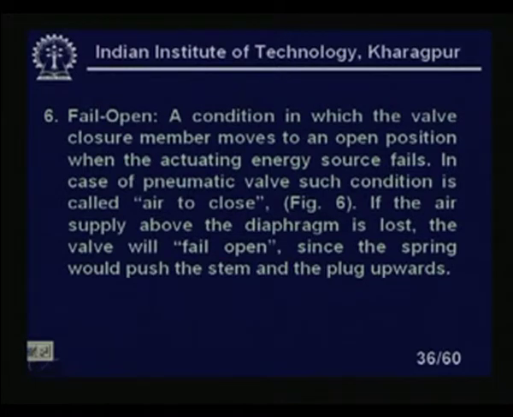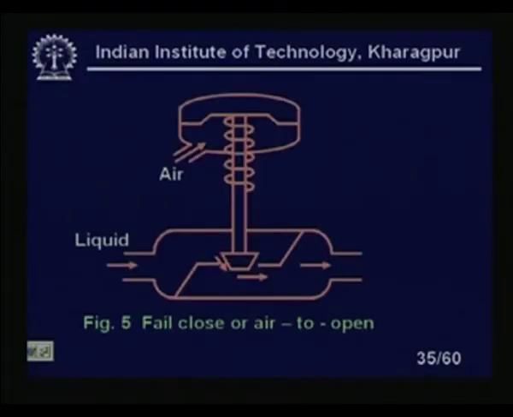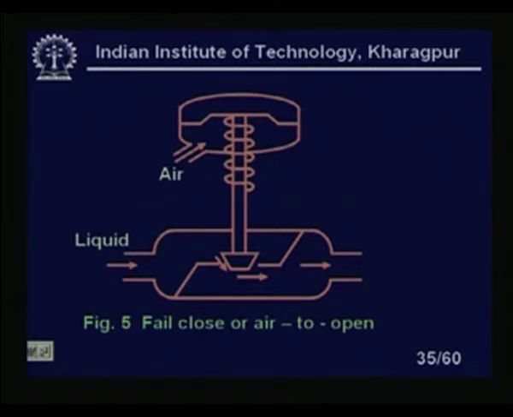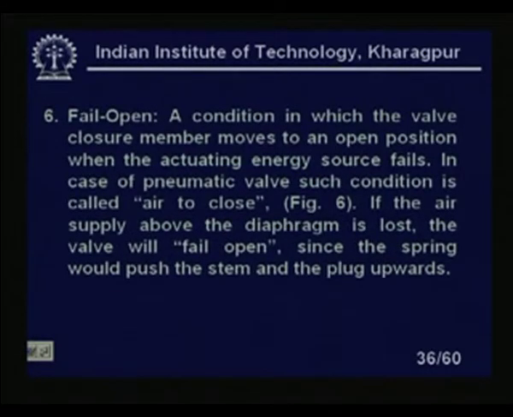When the actuating energy source fails, a condition in which the valve closed member moves to an open position. So it is actually air to close. This is a normal valve which we have shown, and if the air supply above the diaphragm is lost, then the valve will fail open, since the spring would push the stem and plug upwards.